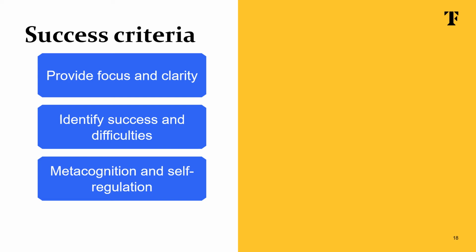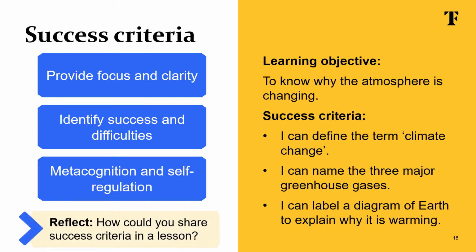It can be helpful to discuss the success criteria you may be looking for with pupils and take the time to co-construct success criteria together to generate buy-in from pupils and to scaffold the task process. In our geography example, you can see the success criteria are clearly linked to the learning objective. How could you share success criteria in a lesson? Please pause for a few minutes to make some notes on how you could do this.